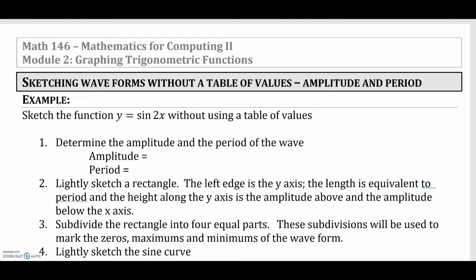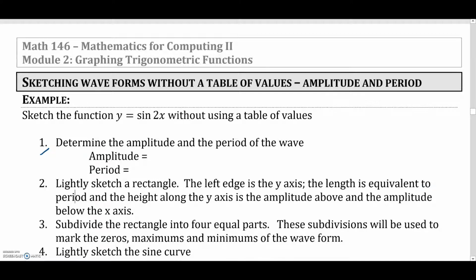In this video, we're going to work on sketching waveforms without a table of values, based on the information that we know about the amplitude and period of a trig function. In this first example, we outline the steps to graph the trig function y is equal to sine of 2x.